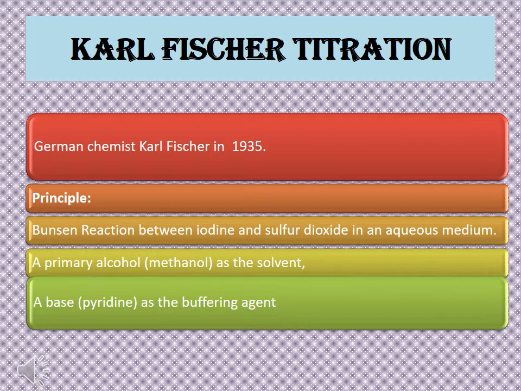Now moving to its principle. The principle of Karl Fischer titration is completely based on an oxidation reaction between sulfur dioxide and iodine, and water reacts with sulfur dioxide and iodine to form hydrogen iodide and sulfur trioxide. The primary alcohol methanol is used as a solvent, and a base, pyridine, is used as a buffering agent.